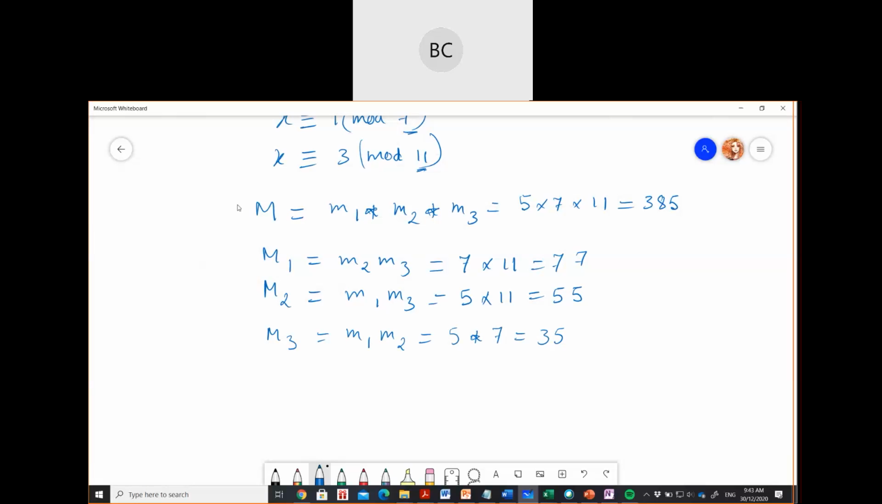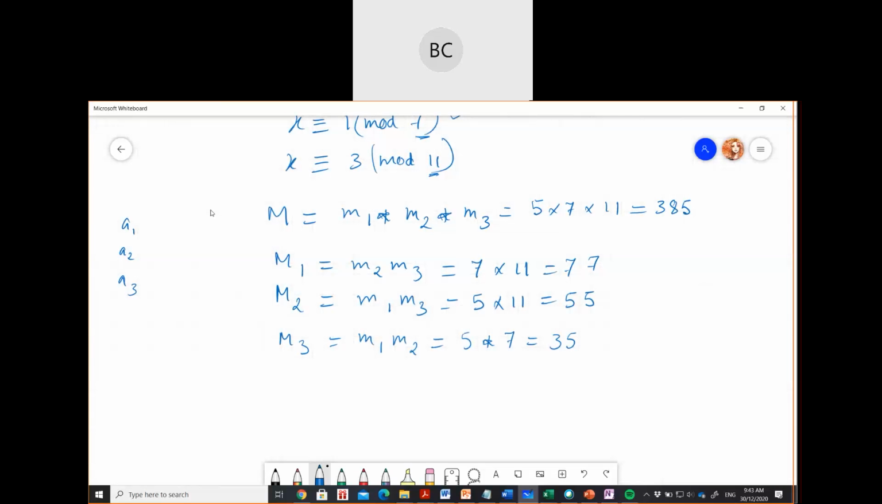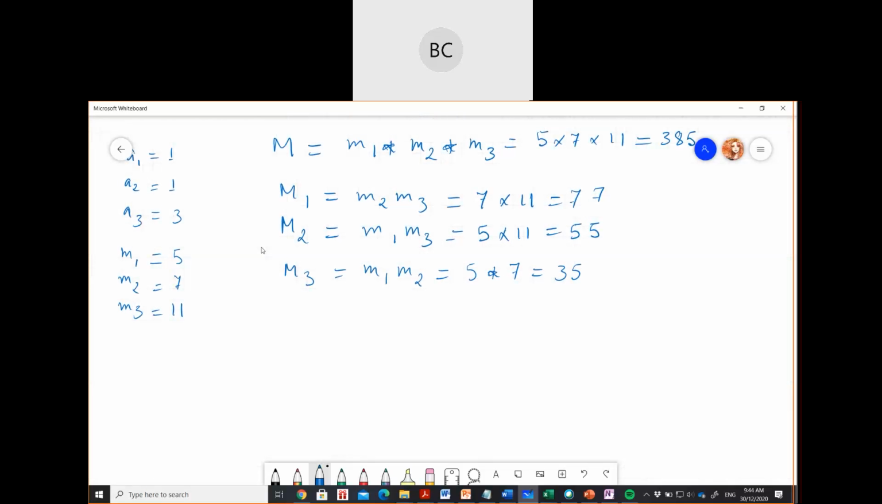Okay, if you get confused, you can just write down what are your A1, A2 and A3. A1, A2, A3 is nothing but these remainder values. Okay, 1, 1 and 3. These are your A1, A2, A3, and M1, M2 and M3 you can also write down 5, 7 and 11. Okay, so now what's the main thing? We need to calculate xi.